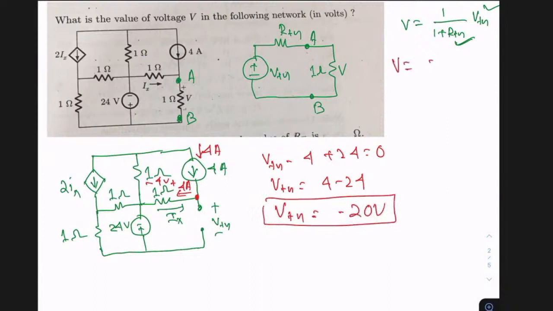So V is equal to minus 20 divided by 1 plus RTH; we have to get the value of RTH now. Hopefully all of you are getting the same answer. It is very simple. You see, this circuit looks so complicated, but once I open circuit this, the same 4 ampere current passes in this path. So writing a simple KVL equation in this path, I get VTH minus 4 plus 24 equals 0, VTH is 4 minus 24, VTH is minus 20.